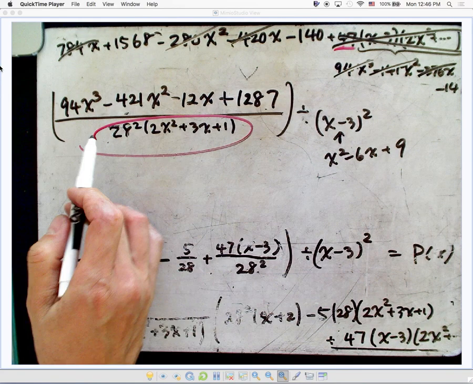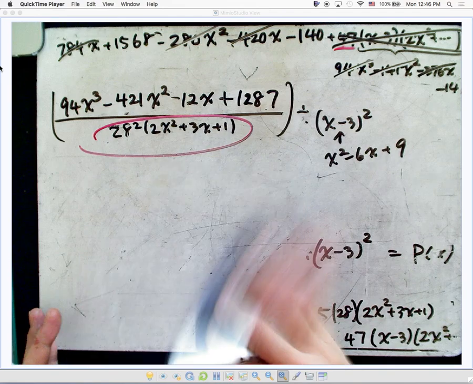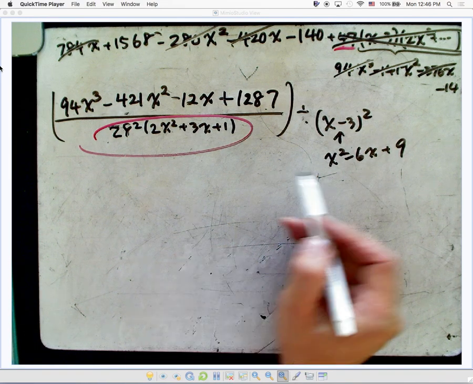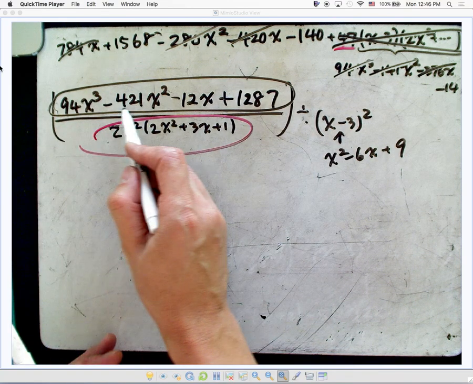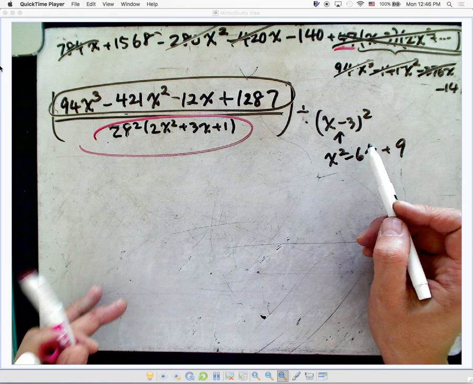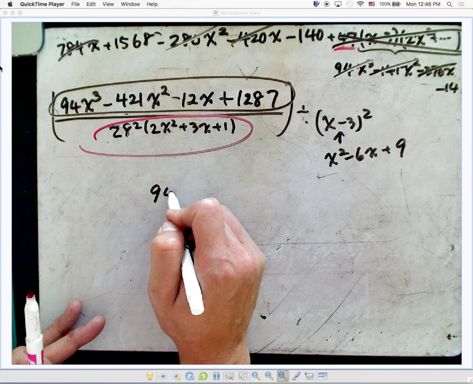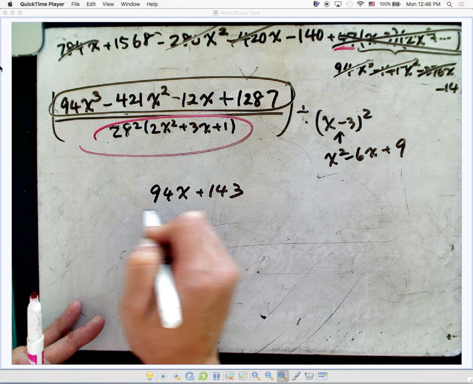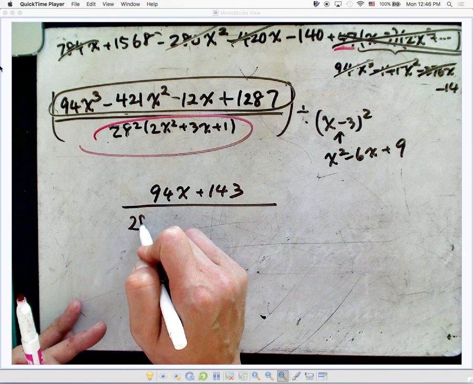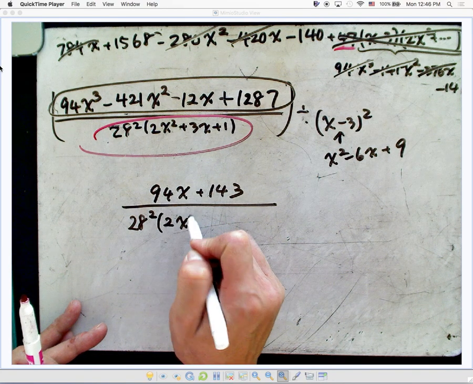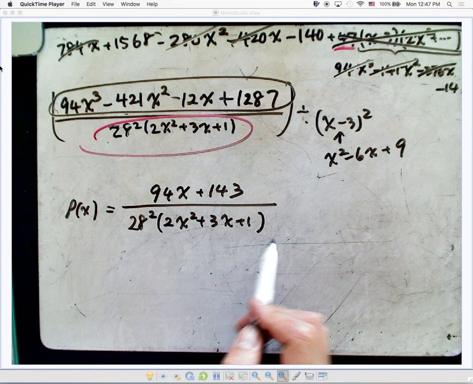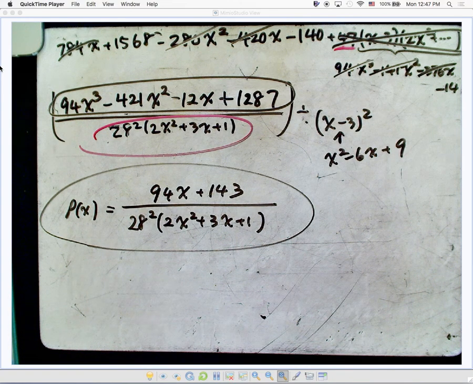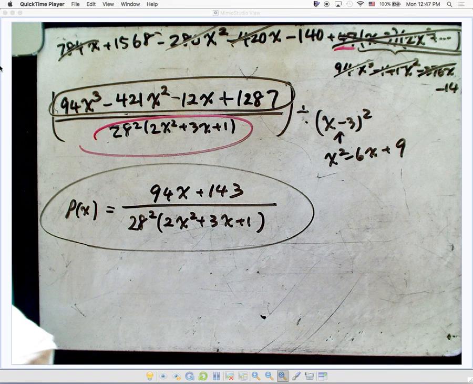So this numerator divided by (x − 3)² is simply 94x + 143, and the denominator doesn't change, so it's 28² times (2x² + 3x + 1). That is the p of x. Ooh, that was a lot of work, but we found the mysterious p of x by using the undetermined coefficient method.